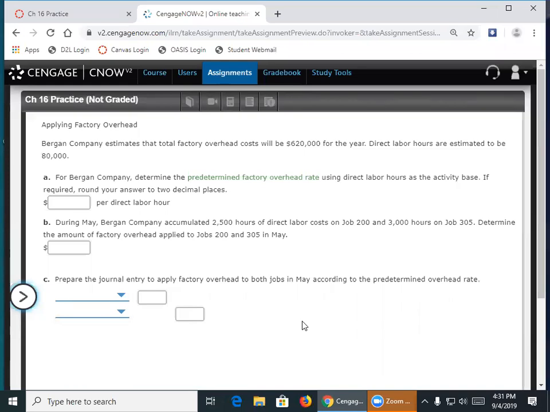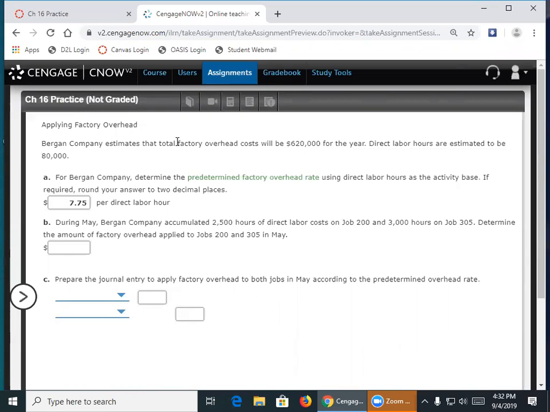So how much do you get for part A, the predetermined factory overhead rate? Just 2 decimals. Yeah, very good. $7.75. So what that means is that we are going to apply overhead at $7.75 per direct labor hour. So every hour of direct labor we use on the job, we're going to charge them $7.75 of overhead. So that's how we come up with a way to apply overhead.